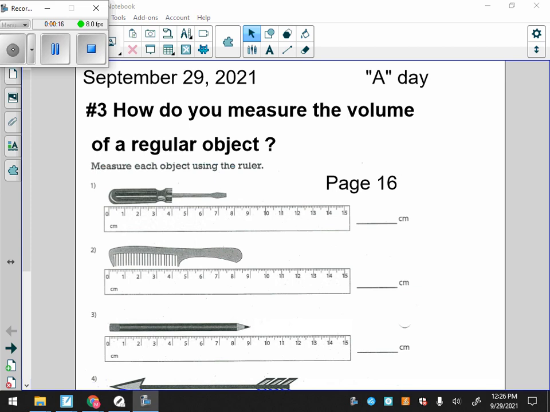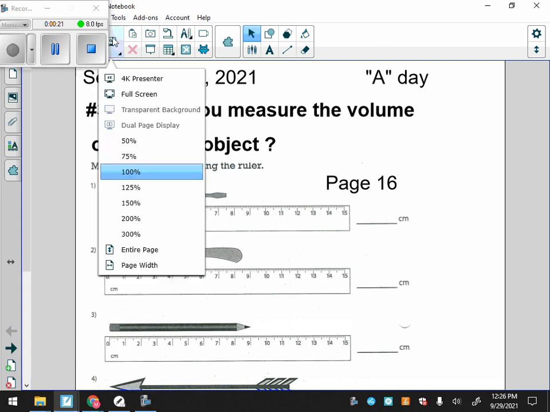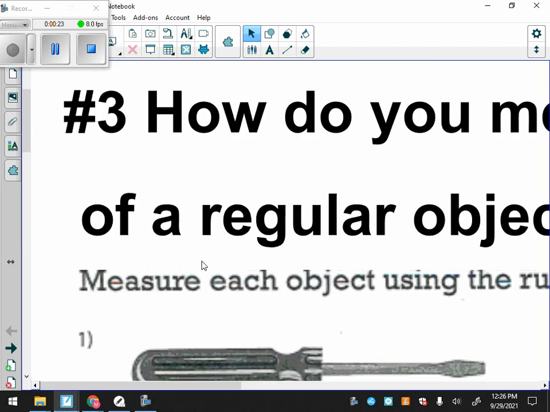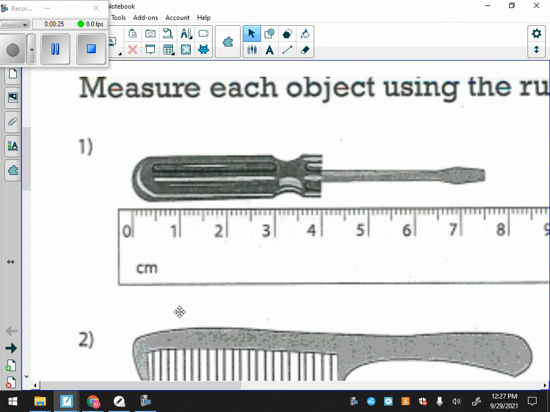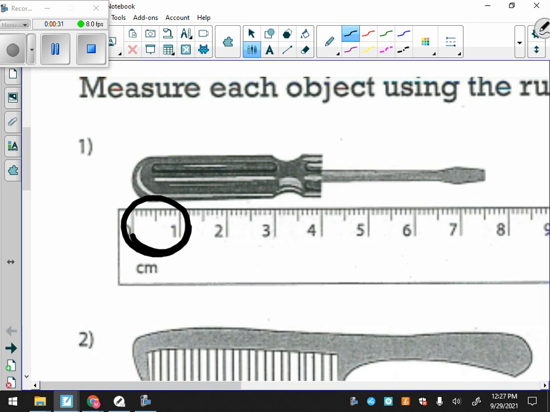So, let's look at the board really quickly. Ivan, tell everybody how many millimeters are in a centimeter. 10 millimeters. This is 1 centimeter. What represents a millimeter? All the little lines before it. Because a millimeter is 10 times smaller. Good job.